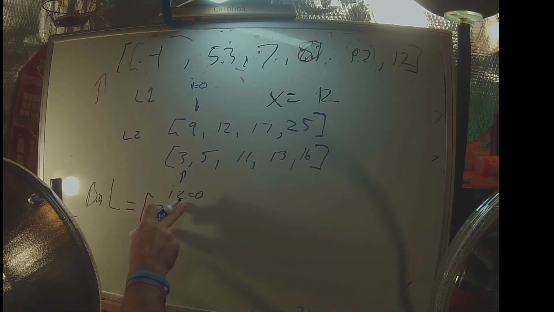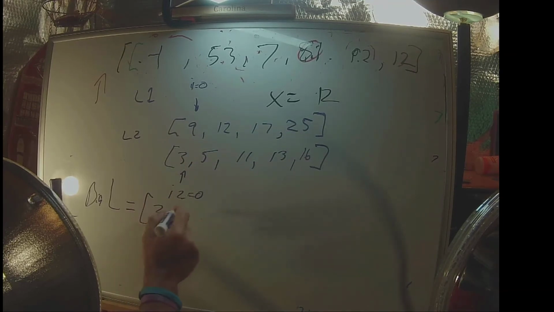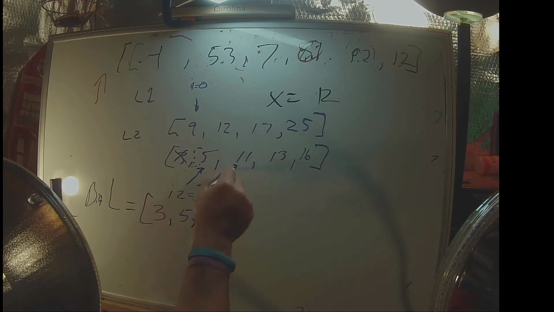I2 is pointing to the front of L2, that's 3. 3 is less than 9, so 3 goes in this list, and now we're done with 3. Now we don't want to remove 3 because removing things from lists costs time and money, so we'll just move our index down 1. And now the figurative front of our queue, our L2 list, is now at 5. 5 is less than 9. So with one comparison, we can build that out. Move it down again. 9 is less than 11, so we pull 9 down here.